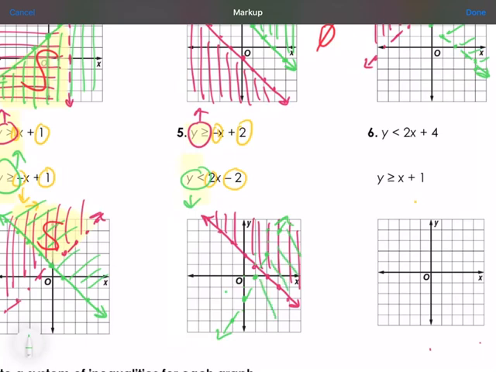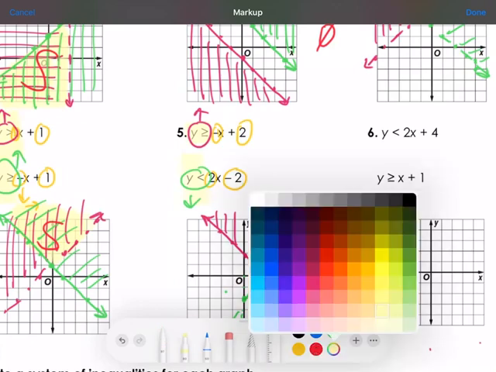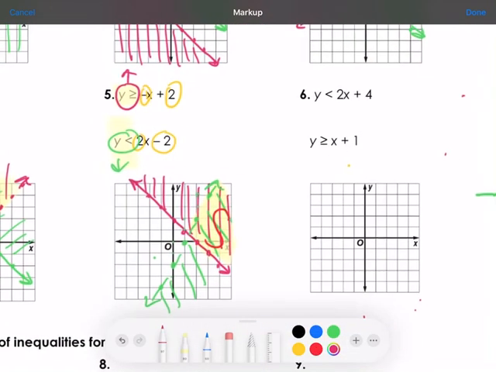And since y is less than, I'm shading down below the line. So now I can see my solution is over here to the right, and I'll mark it with an S. Okay.